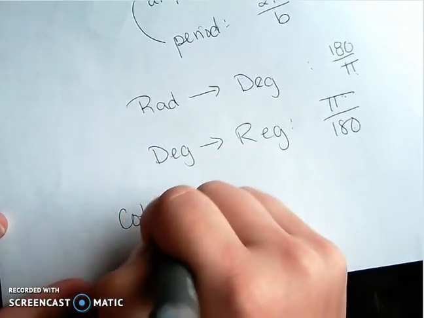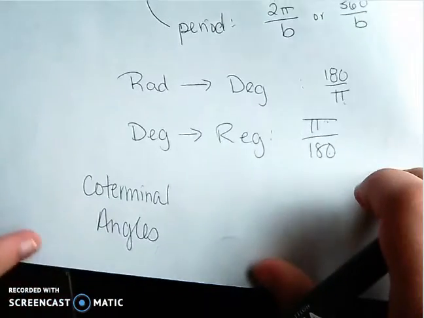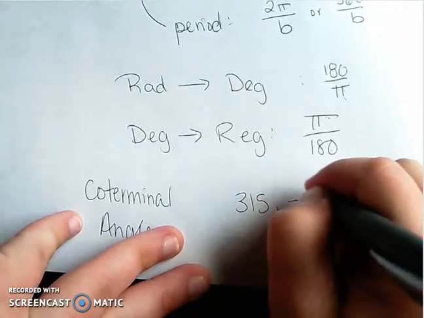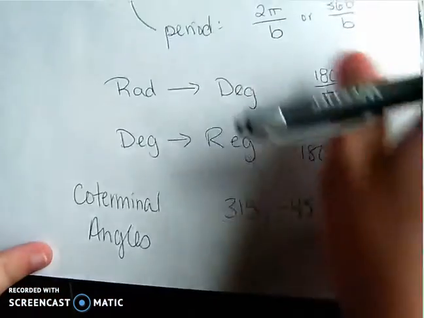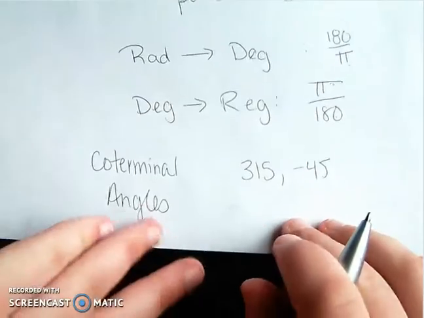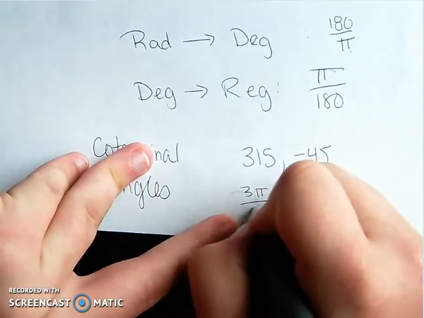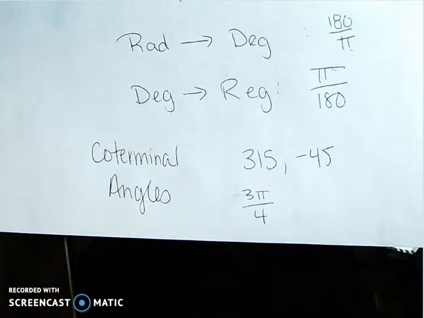Remember, coterminal angles are angles that end up in the same spot. So 315 and -45 are coterminal angles. But you also have to be aware of if it's in radians. So what if I said 3 pi over 4 and wanted to know a coterminal angle? Well, a full circle is 360 or 2 pi.